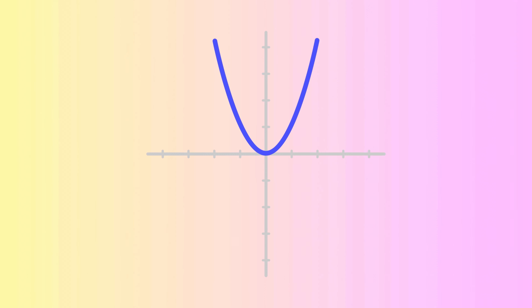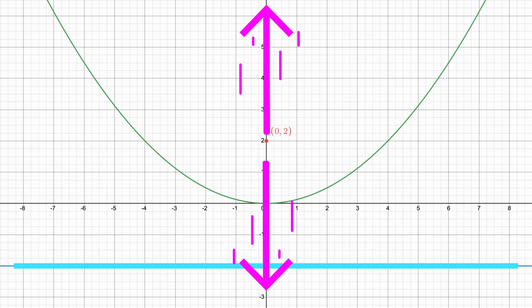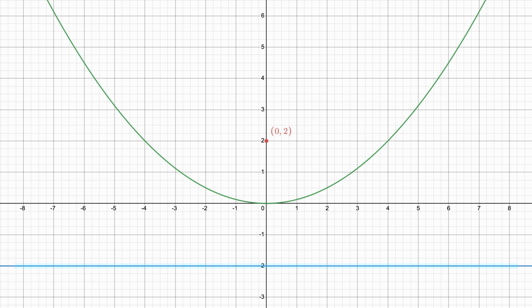A parabola can be vertical, which opens upward or downward. It can also be horizontal, which opens to the right or to the left. Say for example this parabola. It opens upward. Its vertex is at the origin, or (0, 0). Its focus is at (0, 2). Its directrix is the line y equals -2. And its axis of symmetry is the line x equals 0, or the y-axis.